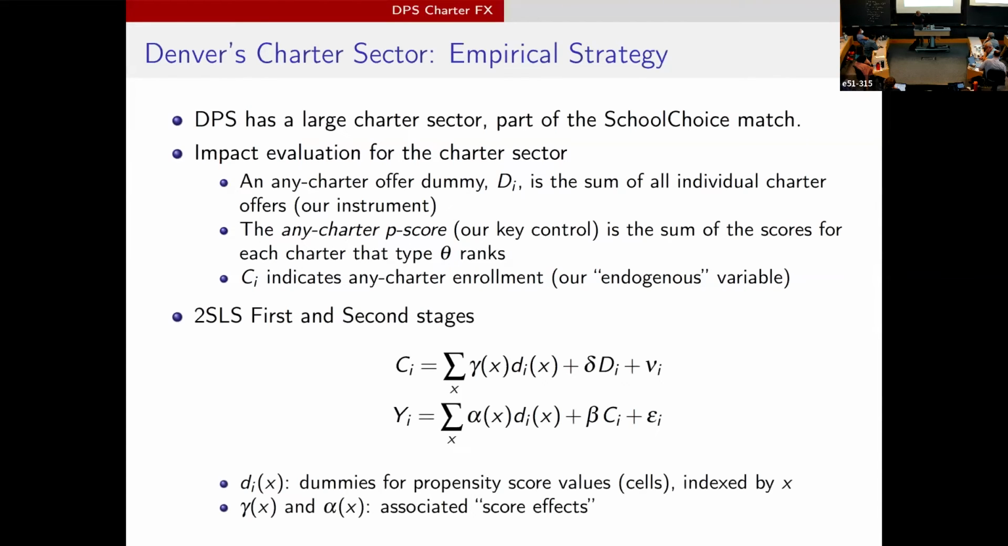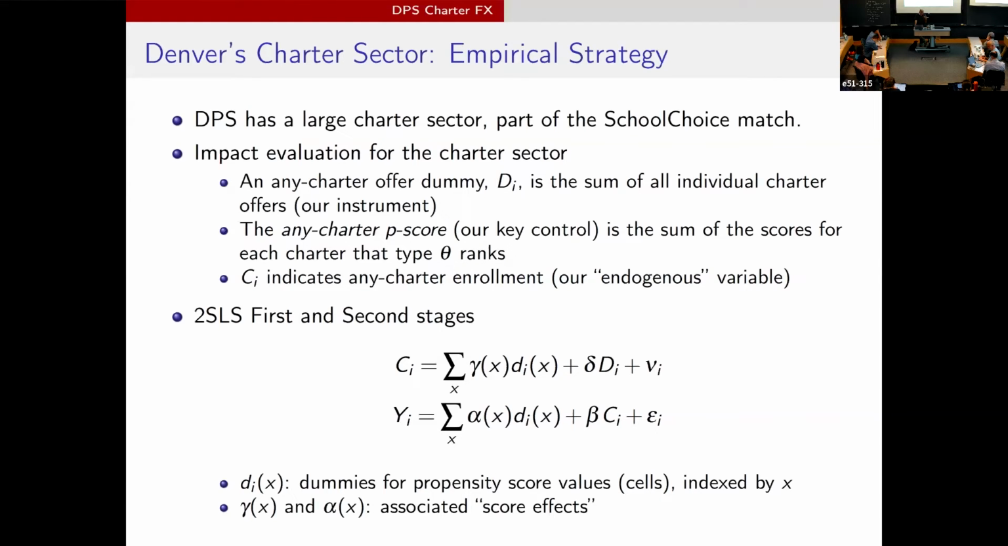I'm going to show you some results from the following 2-stage least squares system. What's my notation here? C_i is any charter enrollment. I have my any-charter offer dummy D_i. And then I have this set of controls: dummies for each propensity score value, indexed by X. And then we have a similar setup for the second stage. One thing to note is that I gave you a result for a single school before, so I'm doing some aggregation here. I am giving you a weighted average across different score values. I'm doing that marginalization using 2-stage least squares.